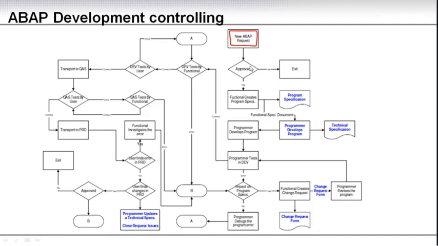So first of all, you need to be clear who's approving it, and if it's not approved, no problem. The process stops there. If it is approved, we need to go through the same steps. Functional specification, output is the program specification. Once the functional specification document is finished, you go to the programmer and develop the program. They create the technical specification, pass it on to the actual programming, and once it is programmed, they test it in their development system.